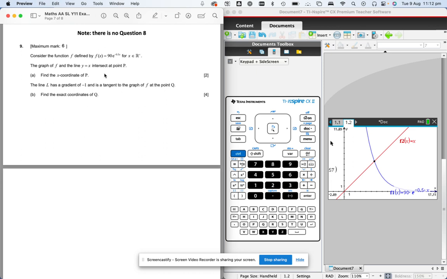Okay, part B is a bit more tricky, and I don't think you can use your calculator very well for this one. Now, I'll tell you why. The line L has a gradient of -1. This is not the line L. This is just another straight line. It has a gradient of -1 and is a tangent.